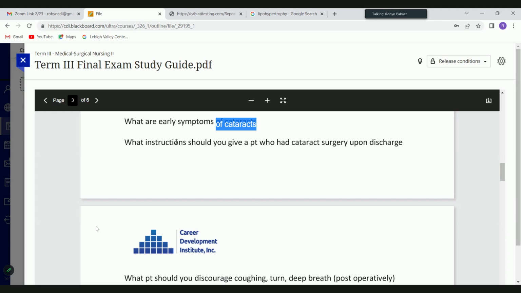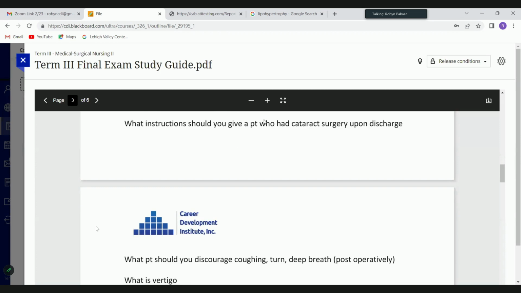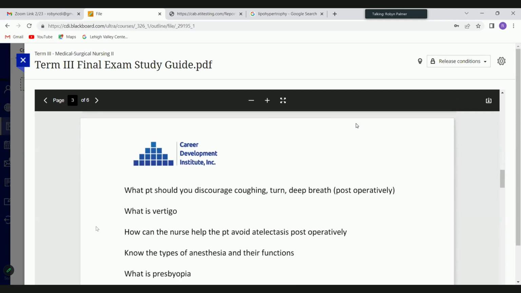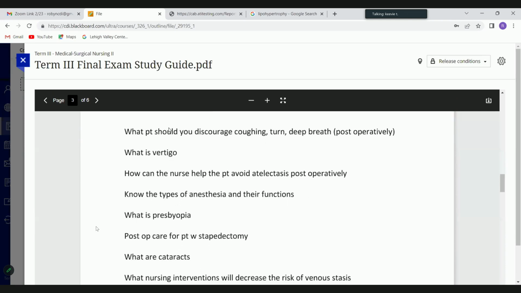Okay, good job. What instructions would you give a patient going home who had cataract surgery? What are you going to tell them to do or not to do at home? Don't bend at the waist. No Valsalva, no coughing, no lifting, no straining, no bending, right. Wouldn't we also tell them to keep the eye patch on until they go to bed at night? Right. So they don't hit their eye.